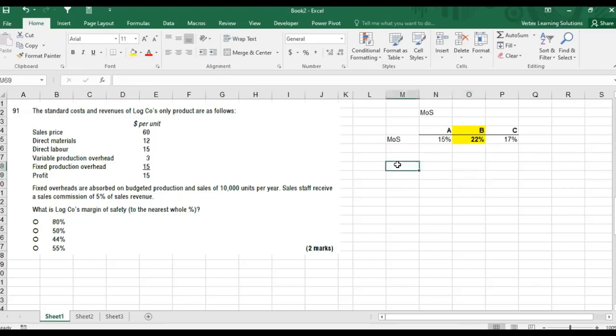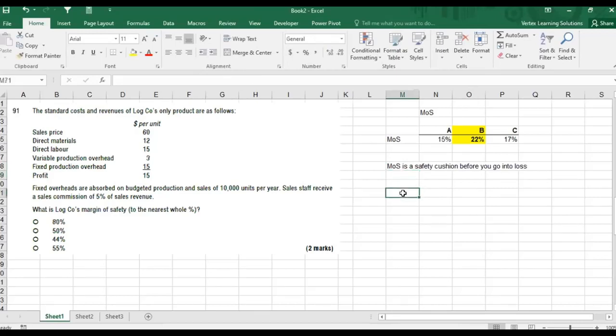Okay, yeah, exactly. So I would write it down as like this. I would say margin of safety is a safety cushion, like you use the word, before you go into loss. This is margin of safety. For example, margin of safety is what?